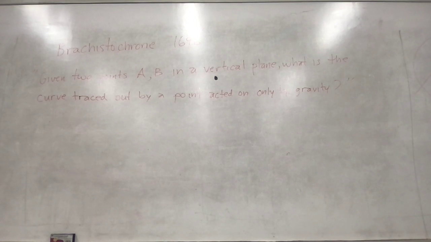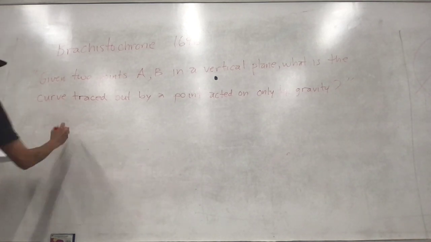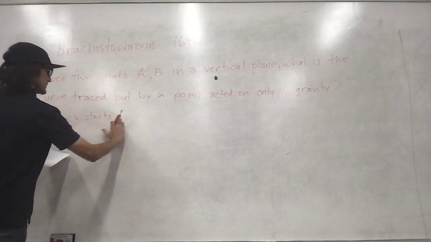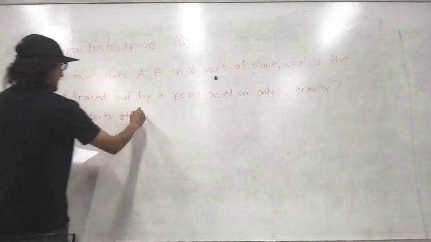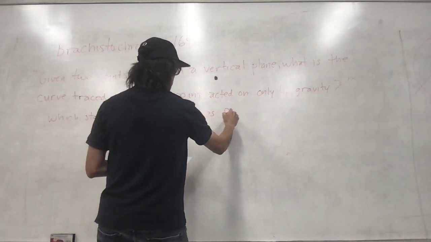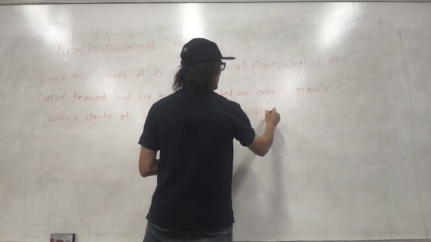So what is this situation? It's a plane in two dimensions, it's vertical, and you drop an object. So it's your test particle, and actually it was not the end, which starts at A and reaches B in the shortest time.